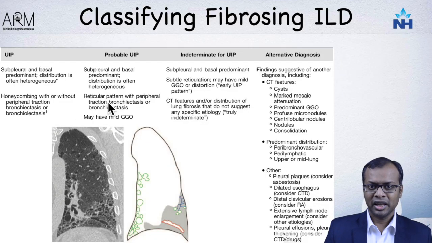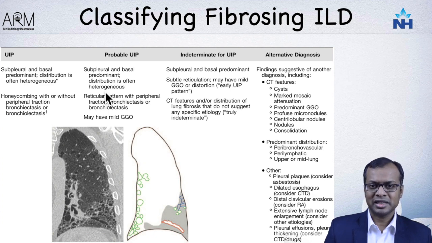Why is this important? Any patient who comes to you and you suspect them to have interstitial lung disease and a CT pattern comes out as UIP, there is no need for you to biopsy that patient, okay? Unless and until there is a totally differing clinical suspicion. Elderly patients who come up with a pattern of probable UIP also perhaps do not need invasive testing or invasive biopsy to get to a diagnosis. They are also likely to have UIP. So a UIP and a probable UIP pattern gives you a very confident diagnosis of a UIP or slash IPF pattern of interstitial lung disease.